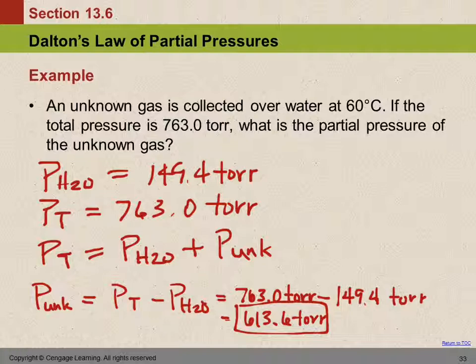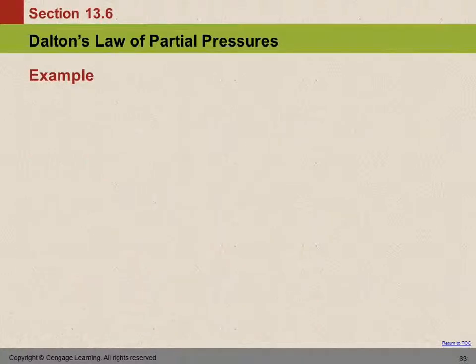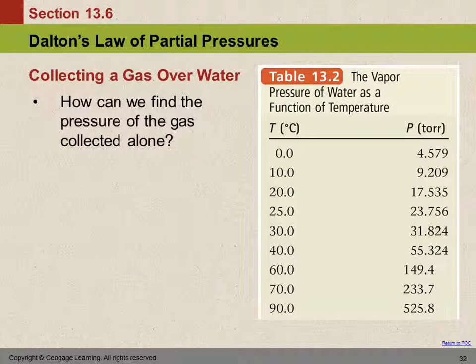Okay, 613.6 torr. Any questions? Can you go back to the table? I think I can. So just go to 60 degrees. You look up the temperature, and you see what the pressure is at that temperature.